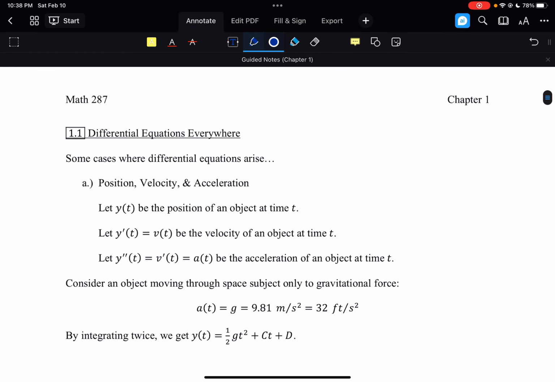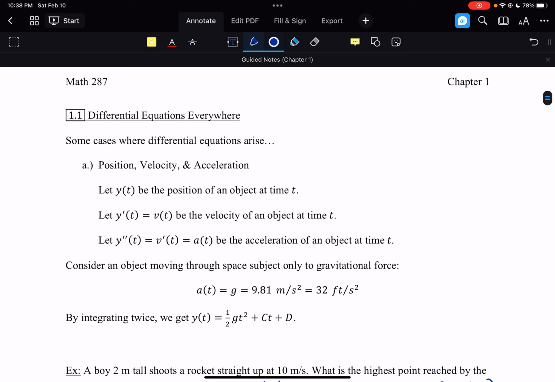Differential equations everywhere. Differential equations come up in many different contexts, many different scenarios. We're only looking at a couple briefly here, and we will see some examples with these in this section and in future sections as well. So, some cases where differential equations arise.